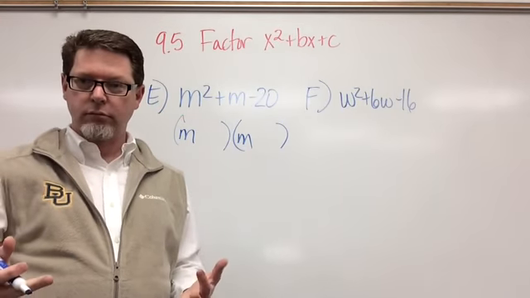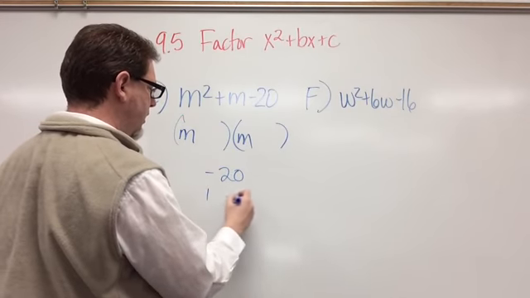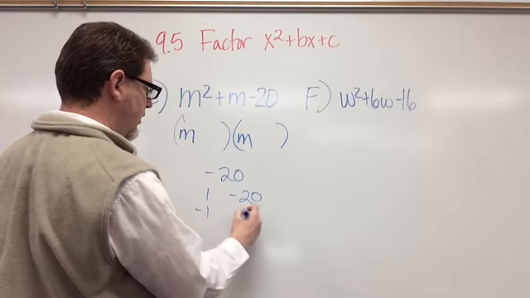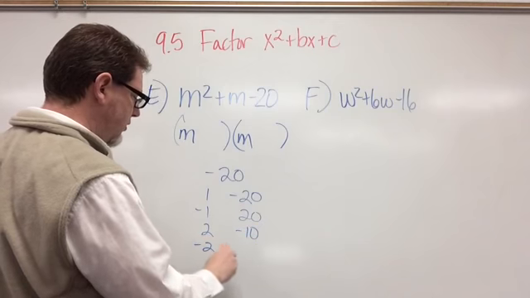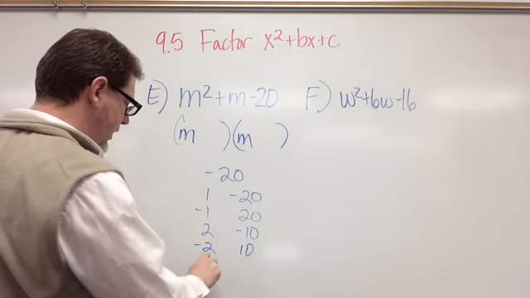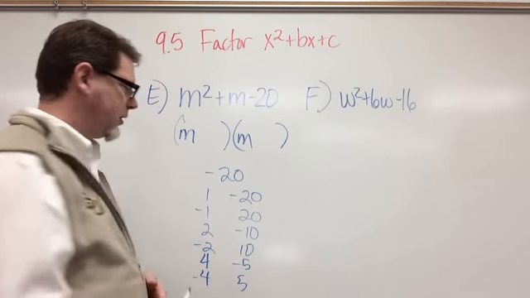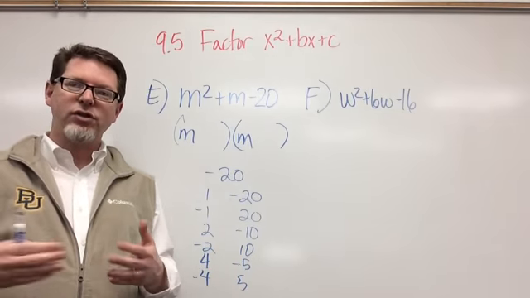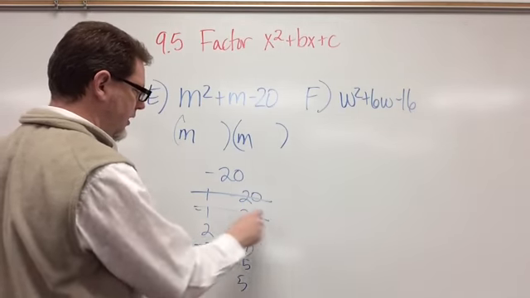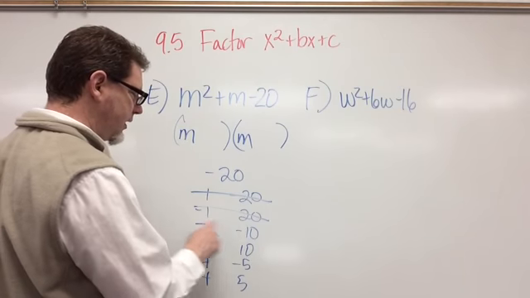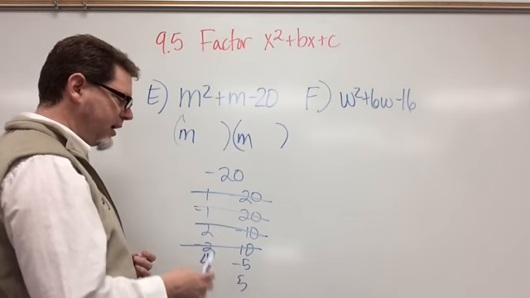And then I've got to come up with two factors of negative 20 that add up to 1. So let's look at our factors of negative 20. That would be 1 and negative 20, or negative 1 and 20. We could have 2 and negative 10, or negative 2 and 10. Or we could have 4 and negative 5, or negative 4 and 5. And those are all the factors of 20. Now I've got to see which ones add up to positive 1. Well, we can't be that one. Can't be that one. 2 and negative 10 is negative 8. Negative 2 plus 10 is positive 8. So 4 plus negative 5 is negative 1.